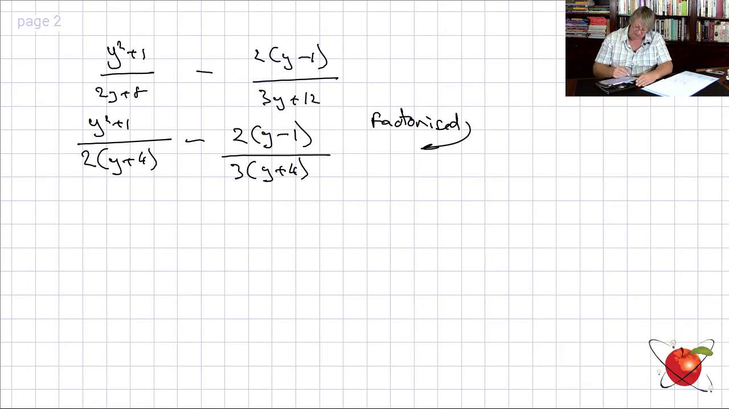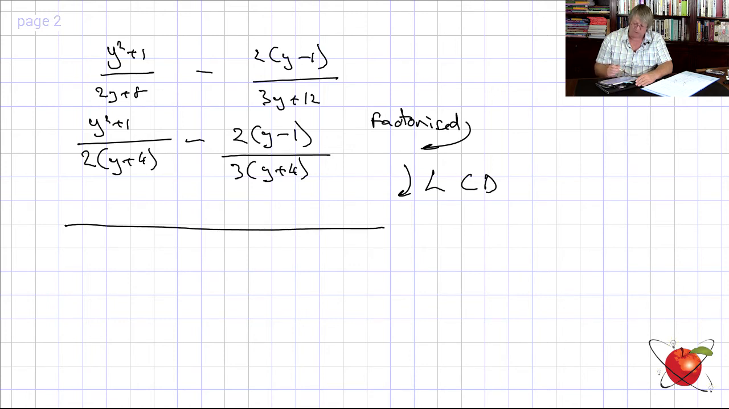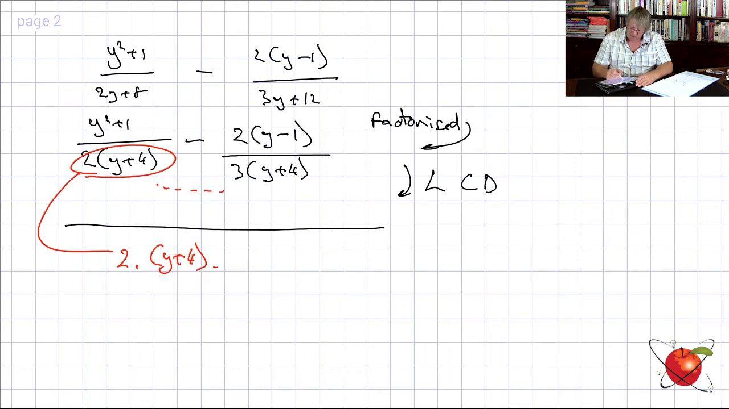Then we say LCD. Next step. What is it? What did we say the rules are? First of all, draw a long line. Secondly, bring down, right? Bring down whatever's there. Boom. 2 times y plus 4. Then go to the next one. Okay? The 3, we don't have a 3. We've got a 2 and a y plus 4, so we need a 3. But we've got y plus 4, so we don't need it again. Doesn't come into the LCD.